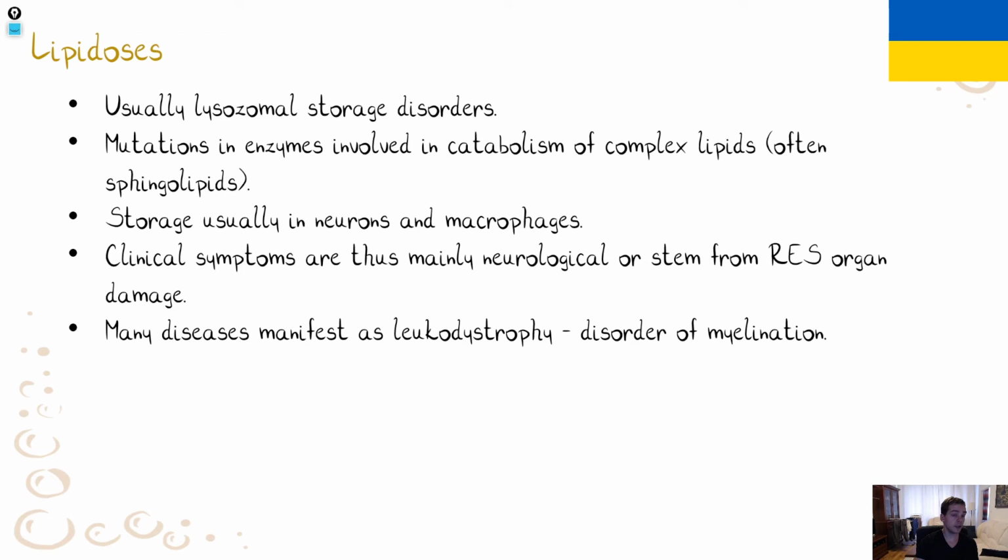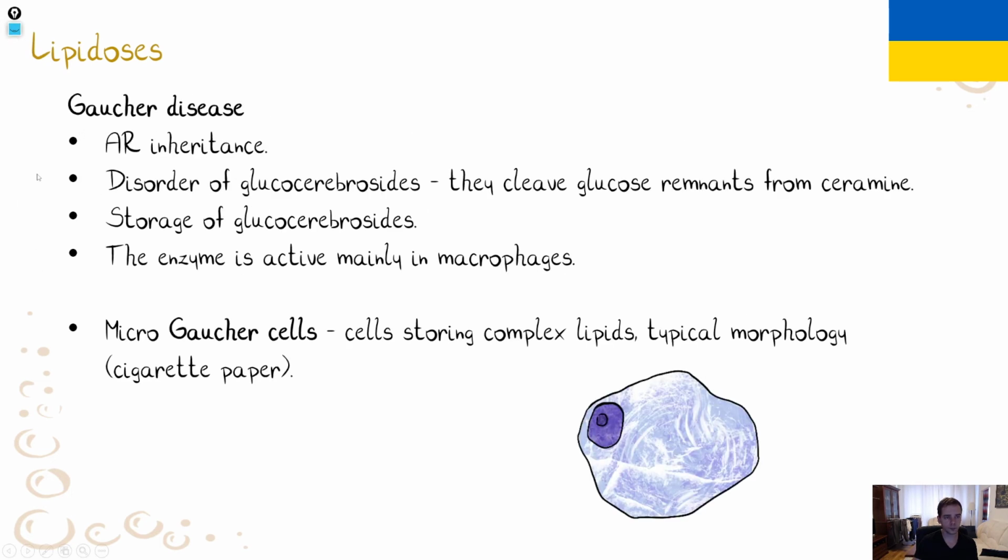Because of that, the clinical symptoms are mainly neurological or stem from damage of organs of reticuloendothelial system, such as liver or spleen. Many diseases may manifest as leukodystrophy, which means disorder of myelination. And we will mention a few of them. First, there is Gaucher disease.